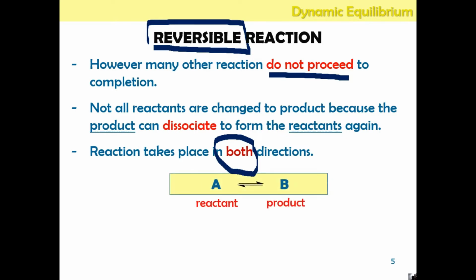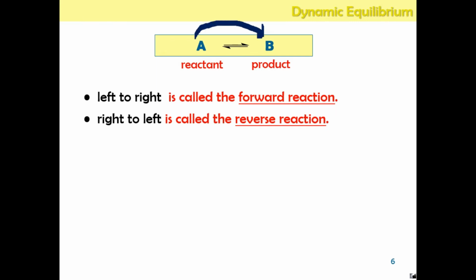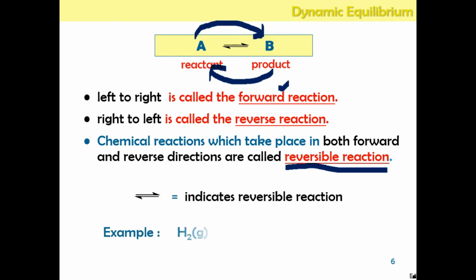Example, the reaction of A and B. The reaction proceeding from left to right, reactant to product, is called the forward reaction, and the reaction from right to left is called the reverse reaction. Chemical reactions which take place in both the forward and reverse directions are called reversible reactions. We use a double-headed arrow to indicate a reversible reaction.